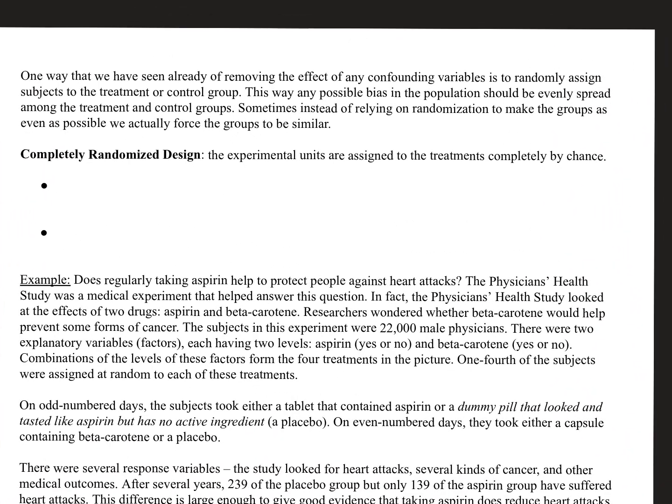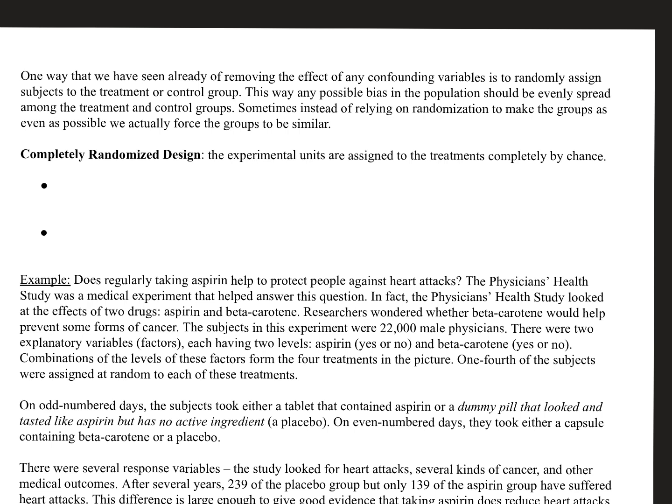So one way to remove the effect of any confounding variables, that's where randomization comes into play. So if you randomly assign subjects to your treatment and control groups, it helps limit or lower the effect of any confounding variables. This way, any possible bias in the population should be evenly spread out among your treatment and control groups. So this is where instead of making the groups as even as possible, we actually are forcing the groups to be similar.